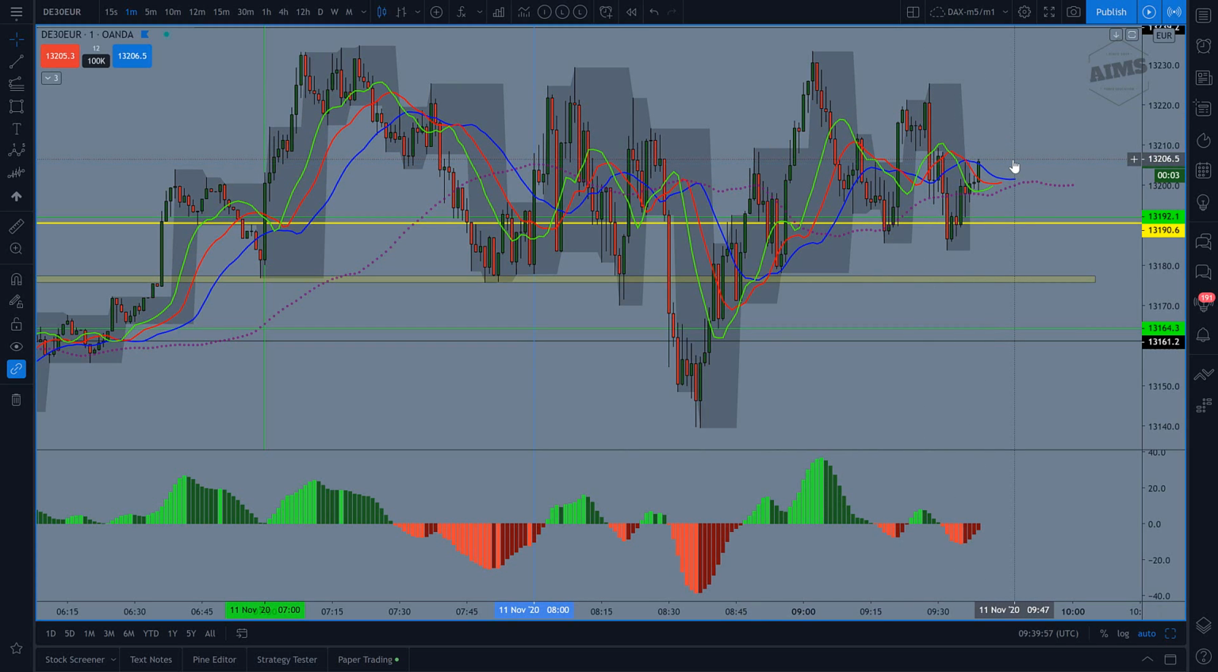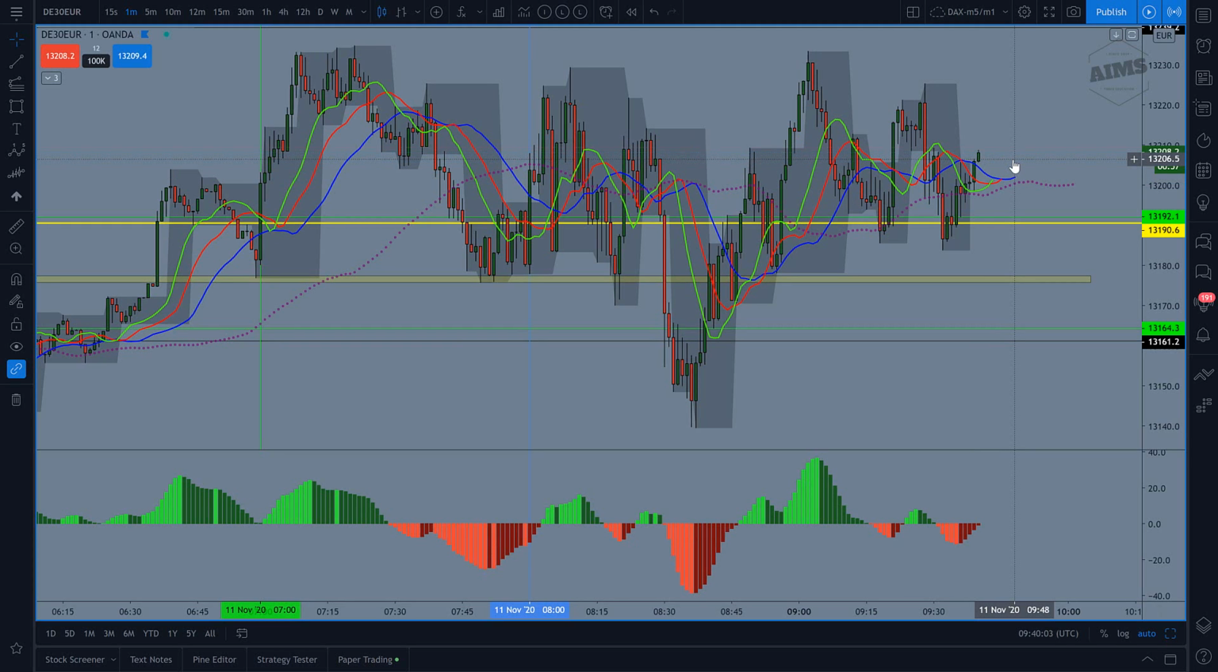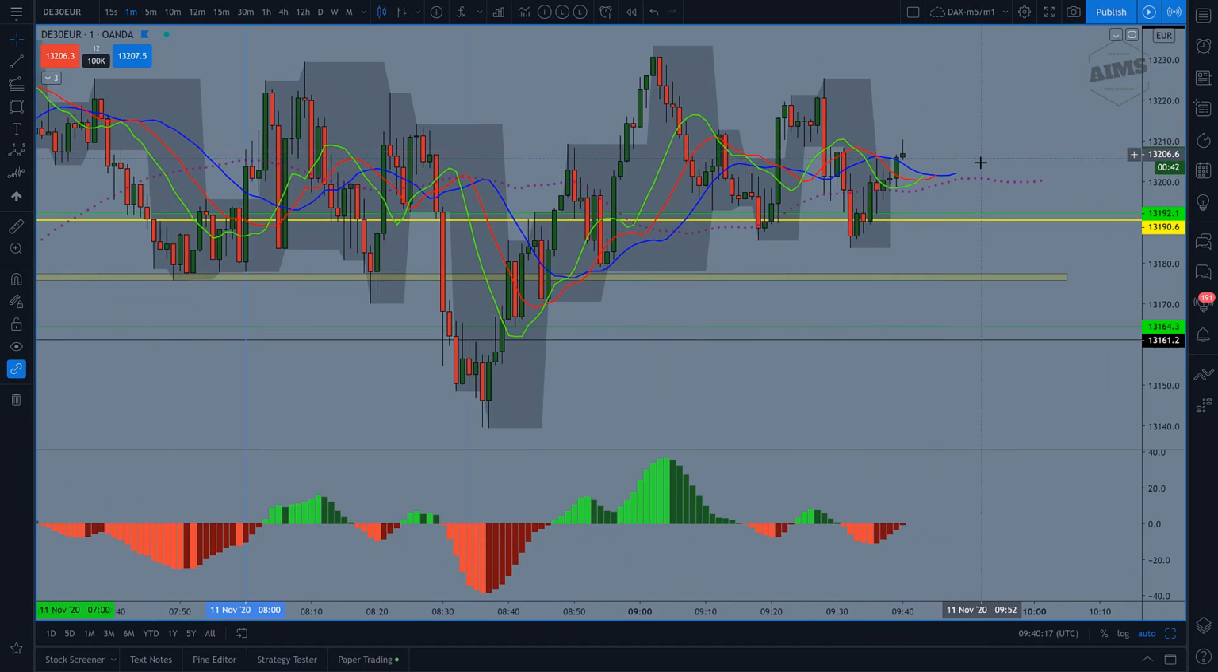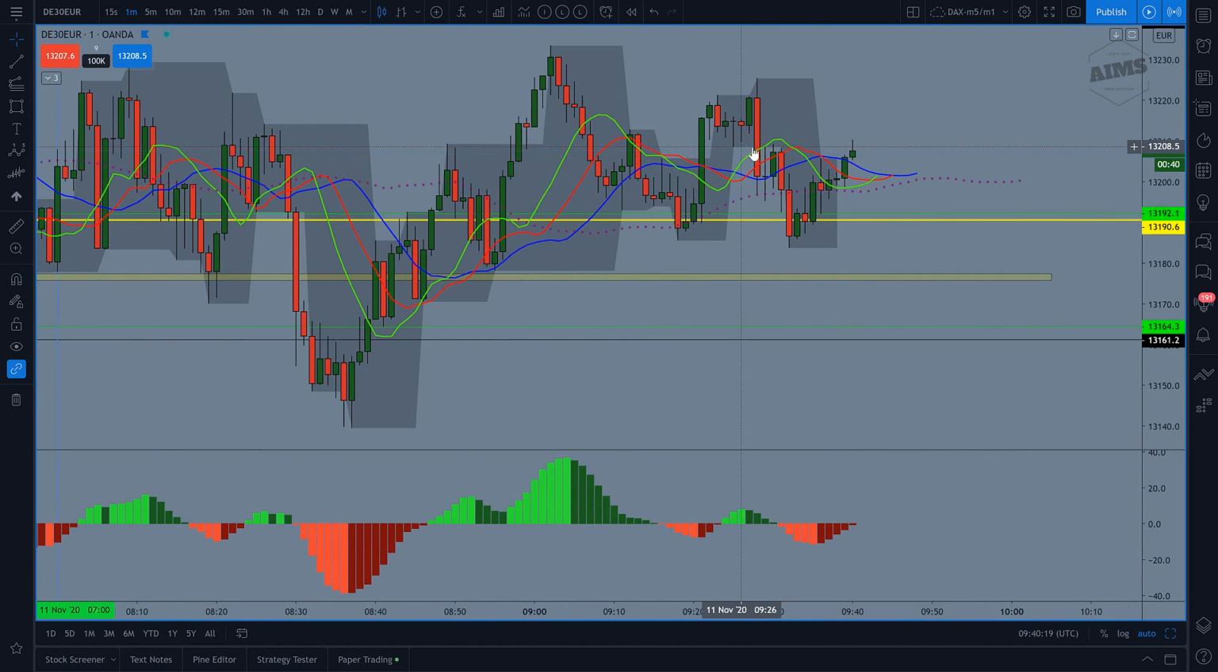The closer it is time-wise on the x-axis, the more value it has to you. The further away it is on the x-axis, the less value it has, but then it gains more value if there is more interaction at that level. So for example, here is price right now, and we have levels to the left over here, and levels to the left over here. Those are the most relevant levels for me.